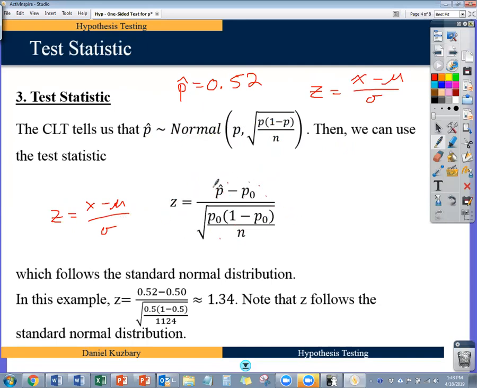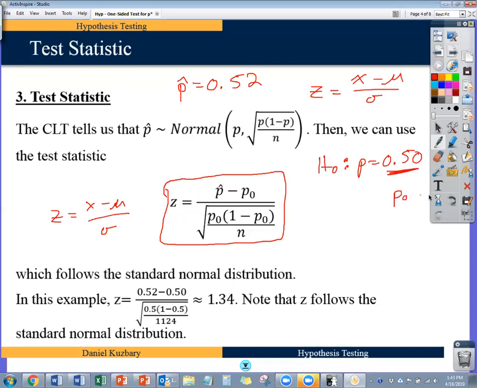And so if you find this, this is going to be our test statistic that we use to compute. I threw zeros in there to denote what P is under the null hypothesis. So if P is equal to 0.50 under the null hypothesis, this number is also called P naught, not to be confused with peanuts, P naught. So then you have this test statistic, which follows the standard normal distribution, which is really nice.